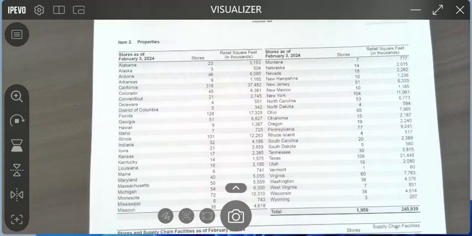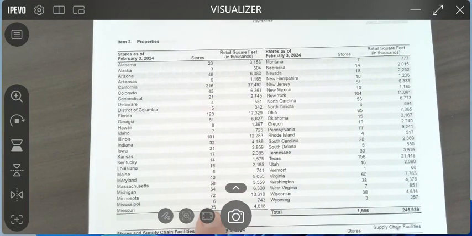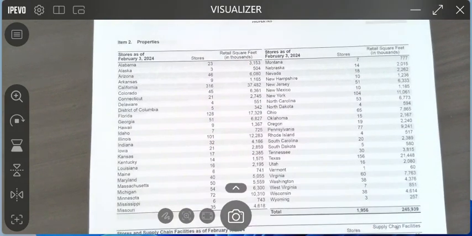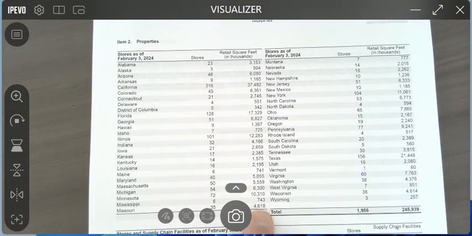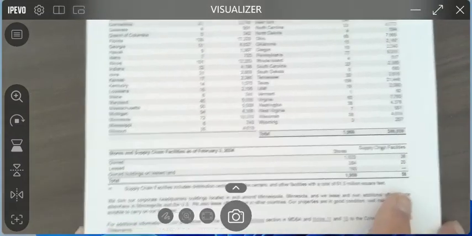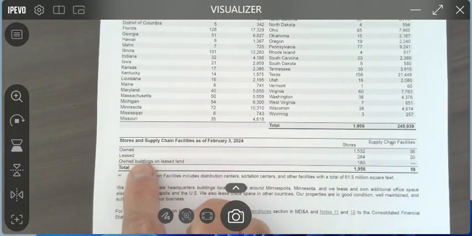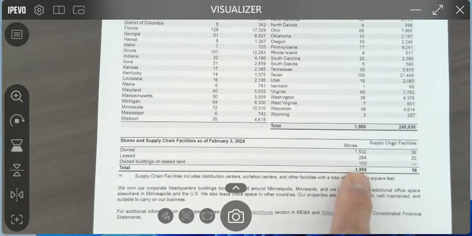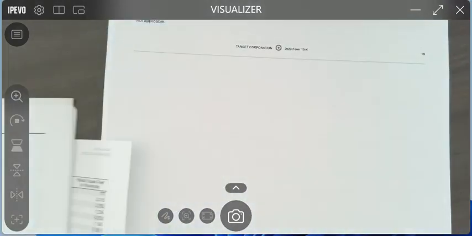There's their properties. Do you ever wonder how many stores they have in any particular state? Well, they have 35 in Missouri, where I'm sitting right now, and that encompasses 4.6 million, because this number is in thousands, so 4.618 million square feet of store space in the state of Missouri. Overall, of the 1,956 stores they have, 1,532 of them, they own the facility. They lease 264, and then they own buildings on leased land in the case of 160 of their locations. Okay. There's the legal proceedings.